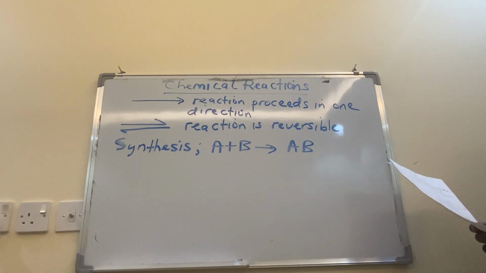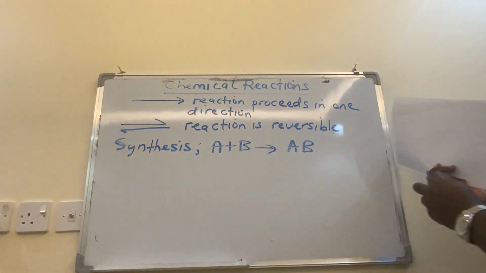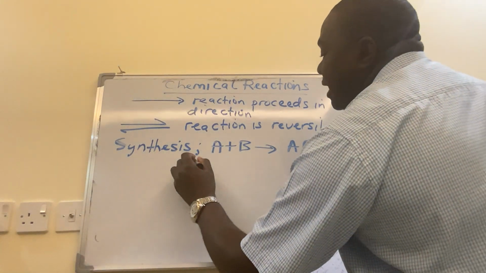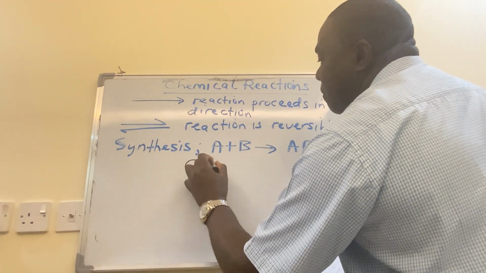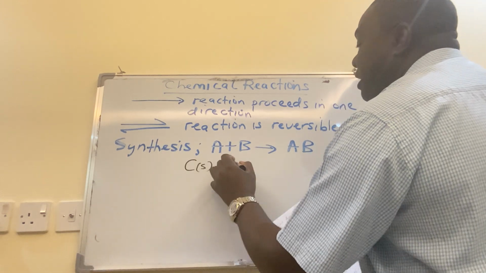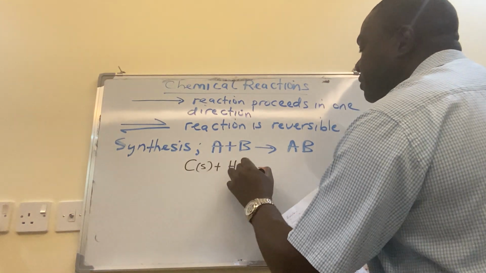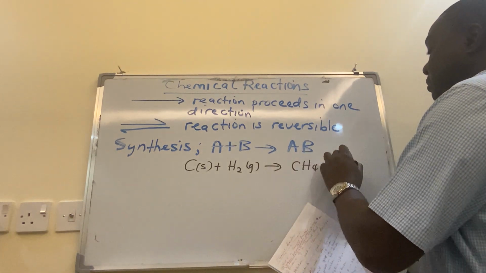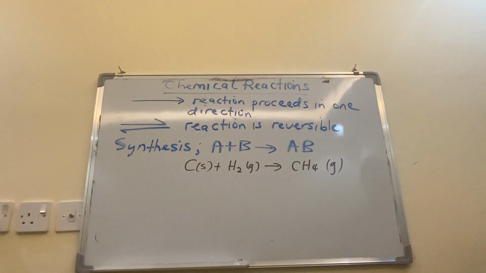Okay, let's just have a look at an example here. We can have the formation of methane, for instance. Our carbon can be graphite, so it's carbon solid, and then we have hydrogen gas, and then we have our methane gas. Okay, that's synthesis. Separate elements, and then we end up with methane.